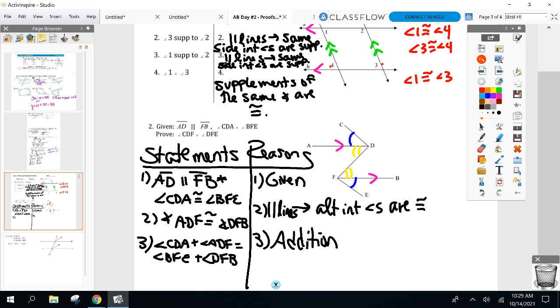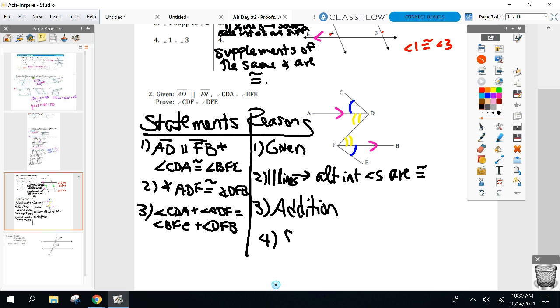One thing I promise you, what's never going to change after addition or subtraction is always what step? That's not changing. Substitution.